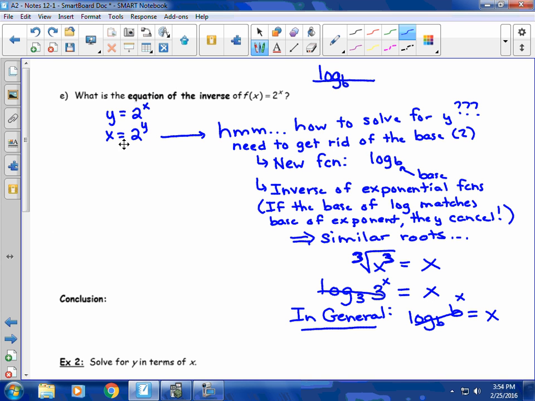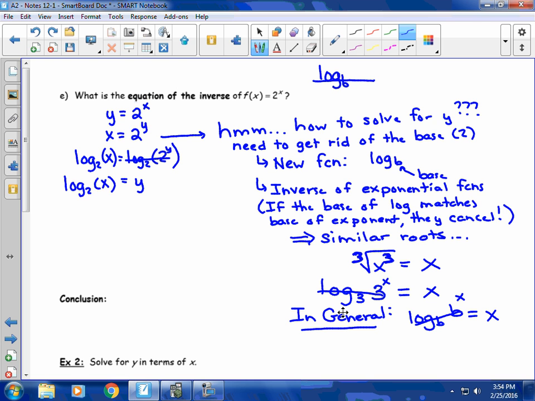So if I go back over to here, now if I want to get rid of this base of 2, what do you think I need to do to both sides? I have to take the log base 2. So I'm doing log base 2 of x, and it's a good idea to put parentheses, equals log base 2 of 2 to the y. Okay, well, how does that help me? That gets this log and that 2 to cancel. So now I just have y over here. And this is going to give me log base 2 of x.